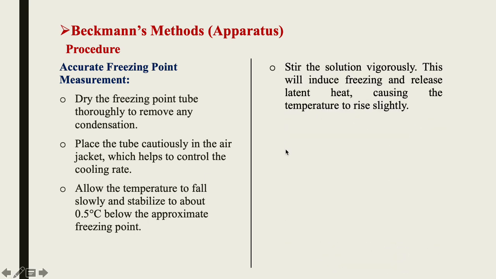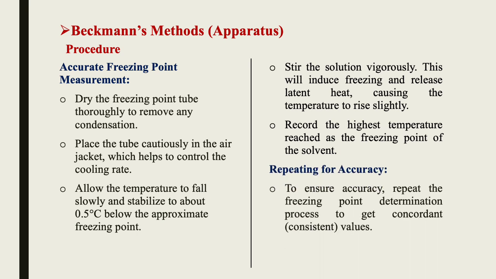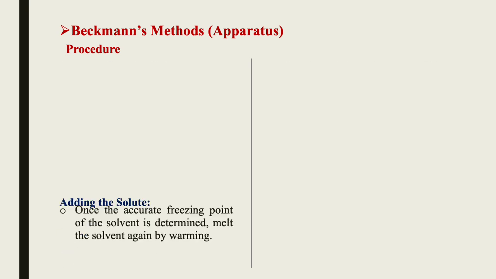Then we will stir the solution vigorously, which will induce freezing and release the latent heat, causing the temperature to rise slightly. Then we record the highest temperature reached as the freezing point of the solvent. We repeat the freezing point determination just to ensure accuracy, to get a concordant, consistent value. So this is the first part of the procedure.